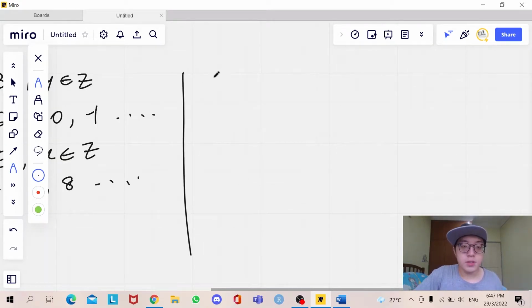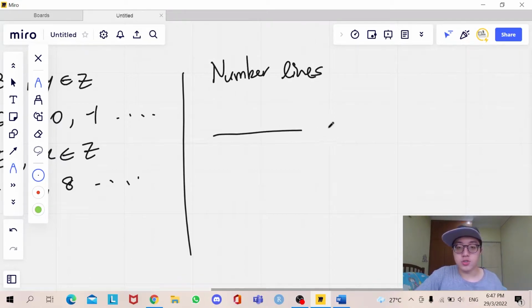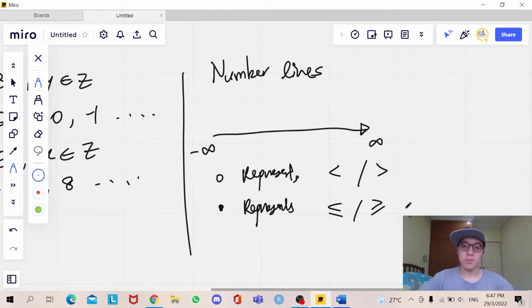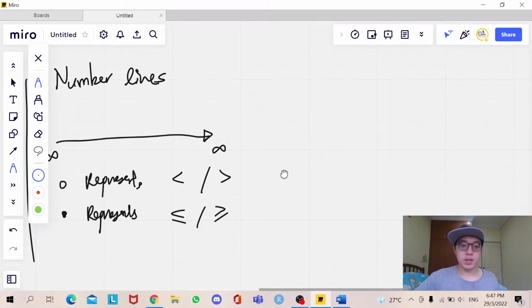So first thing, we're going to talk about number lines. Number lines are a straight line going from negative infinity right to infinity. So this represents lesser or more, and this represents this or this. So you might not understand what I'm talking about, so I'll give you an example.